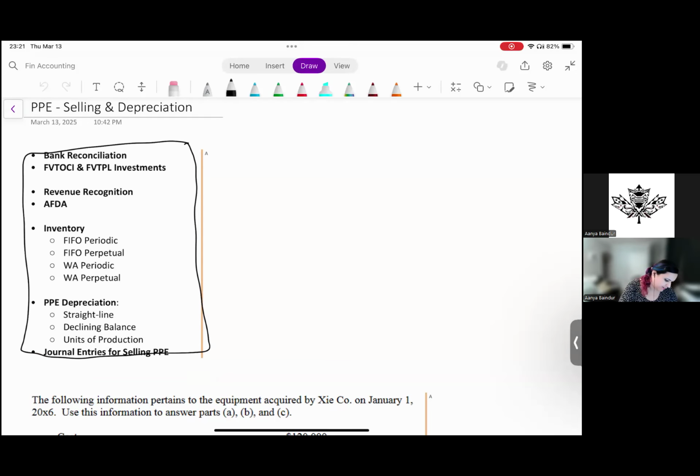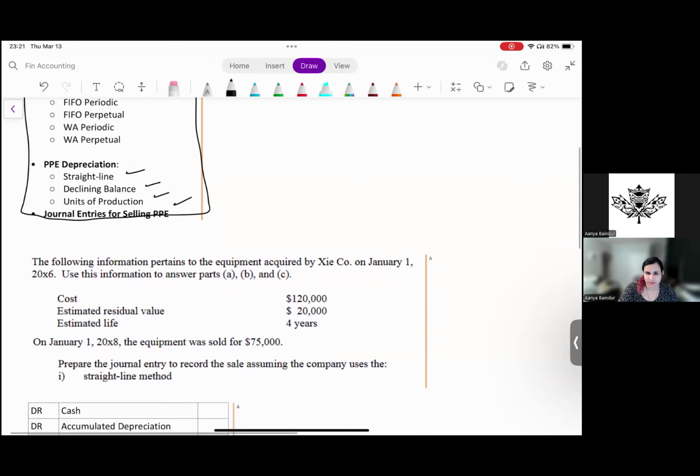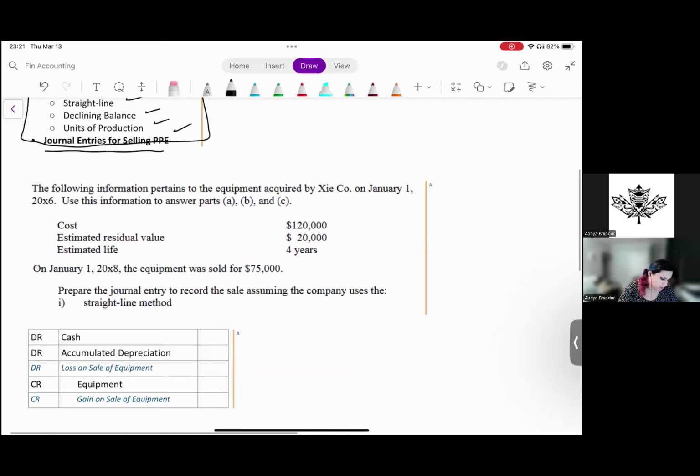So we'll be covering the main depreciation types: straight line, declining balance, and units of production. And then we'll check what the journal entries involved are when it comes to selling property, plant and equipment. So let's do that through a question. The very first thing I'll do is the journal entries for selling property, plant and equipment, and then we'll see how depreciation questions work.